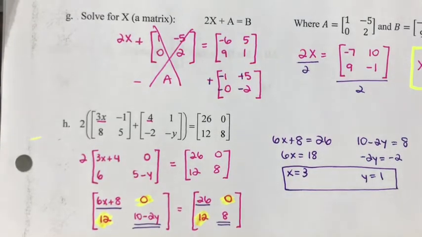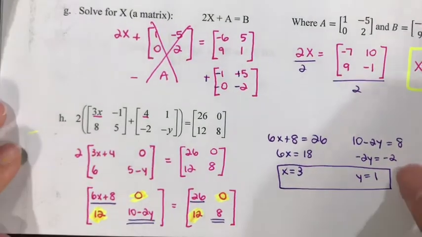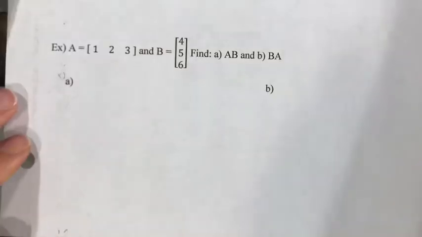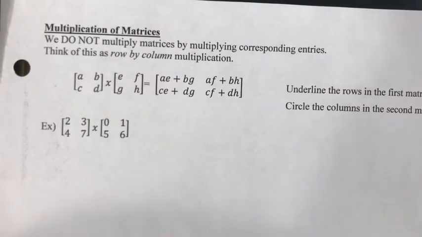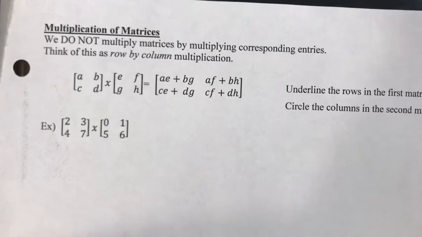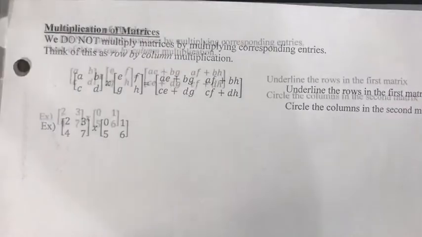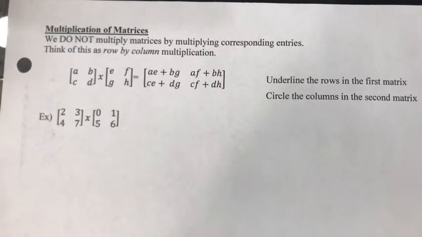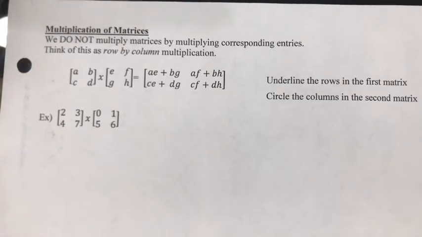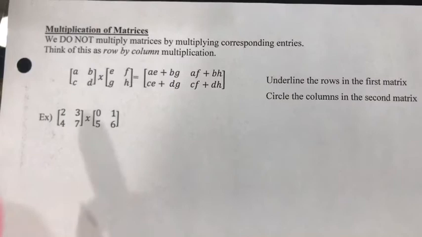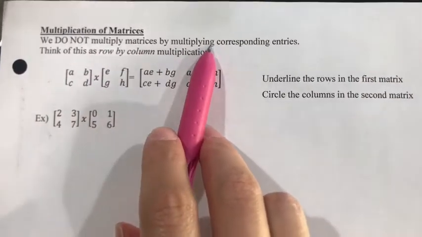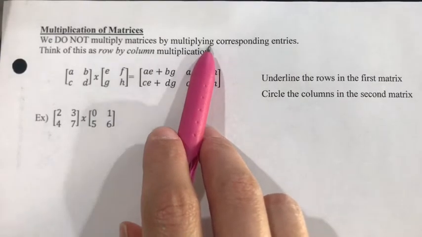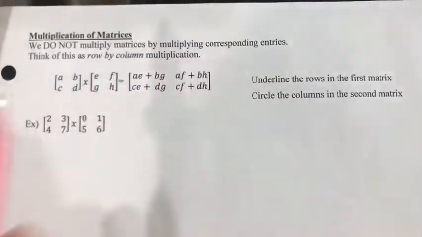Okay. Now, what this is all leading us to is finally matrix multiplication. Oh, the video got cut off for some reason. Okay, so we've got matrix multiplication. So the thing with matrix multiplication is that you don't multiply the matrices by multiplying corresponding entries. This is not like addition. It's not like subtraction. It's way different.